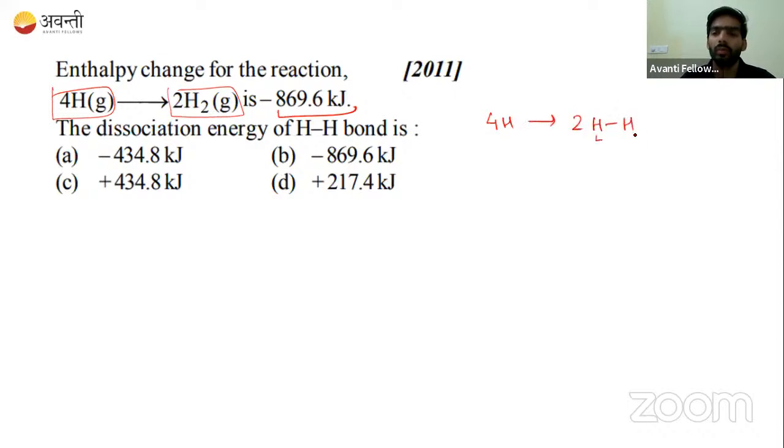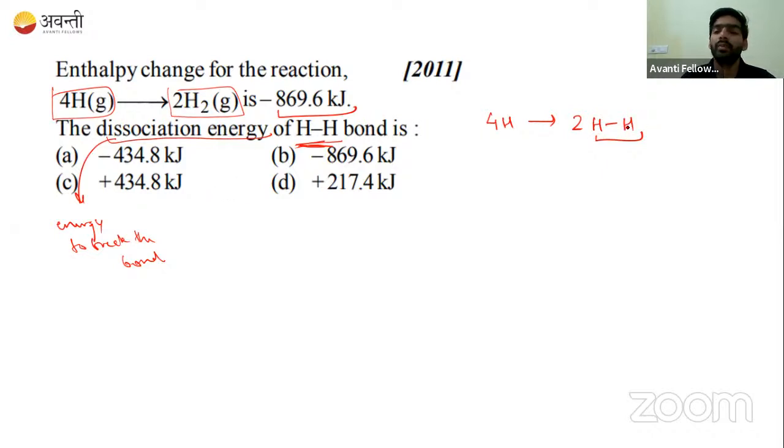So there is a bond forming between H and H. It is asking for the dissociation energy of the HH bond. What is dissociation energy? Dissociation energy is nothing but the energy to break the bond, of H and H.